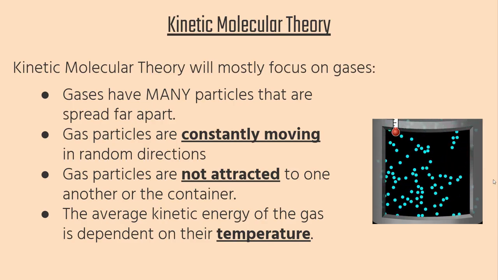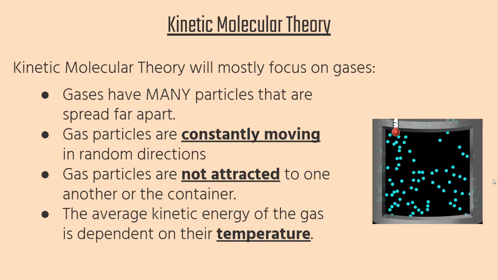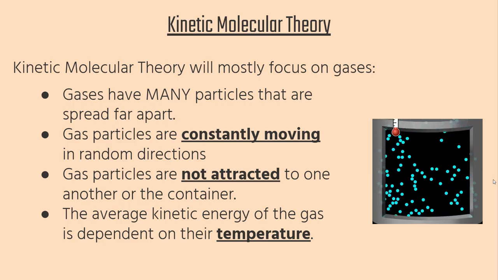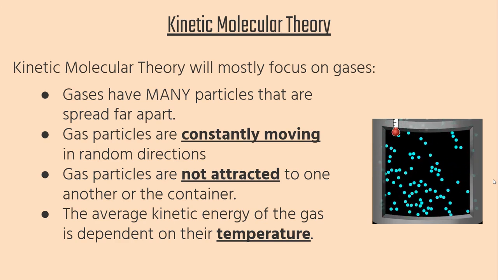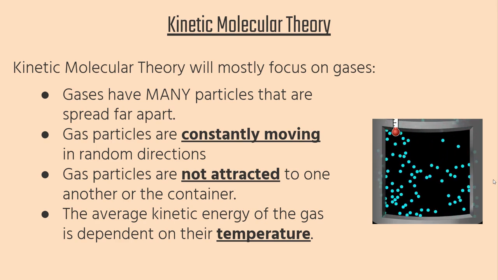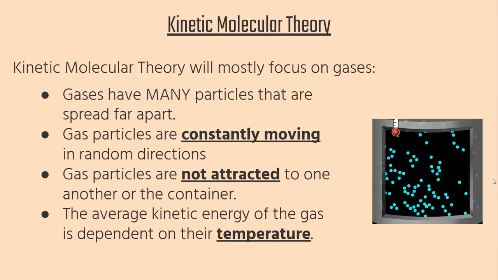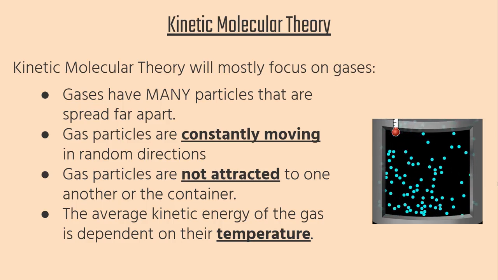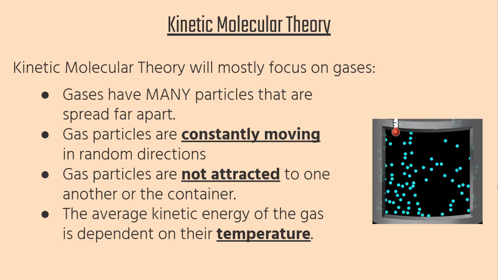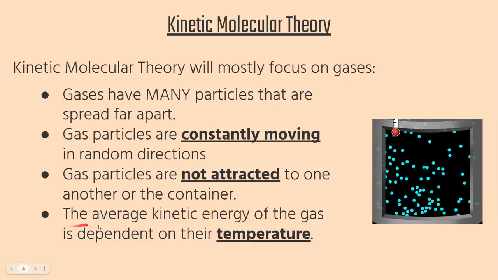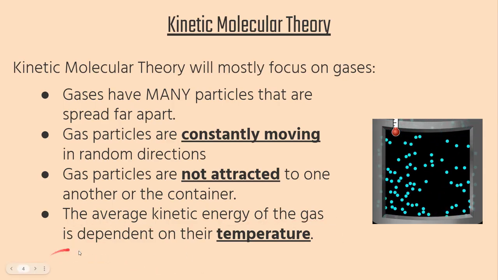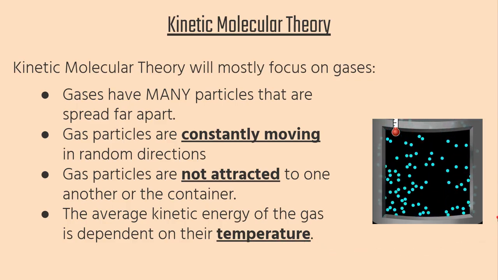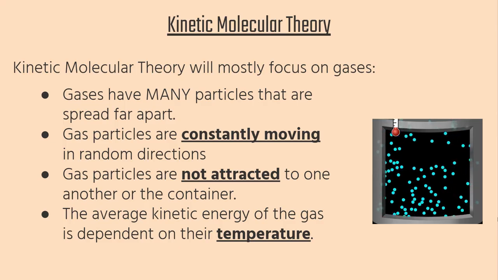First, that gases have many particles that are spread far apart. Gas particles are constantly moving in random directions. Also, gas particles are not attracted to one another or the container. That's a really big one. That is an assumption that will break down if you analyze gases at a very fine detail, but for us, that is generally okay for a lot of gases. Also, we're going to assume here at the end that the average kinetic energy of the gas is dependent on their temperature. This really is the definition of temperature, and we'll talk a little bit more about what kinetic energy means in just a bit.